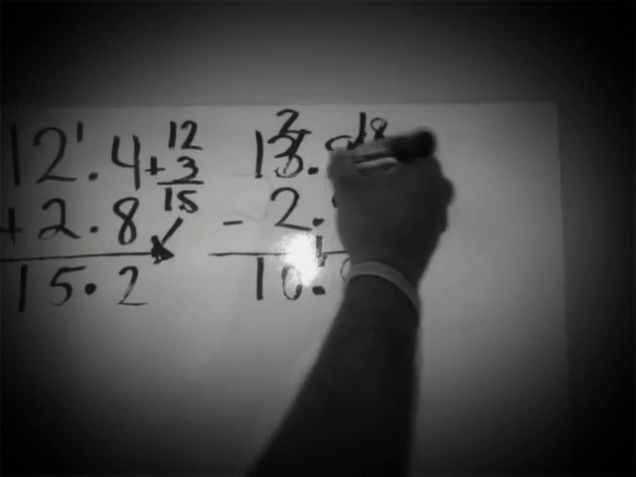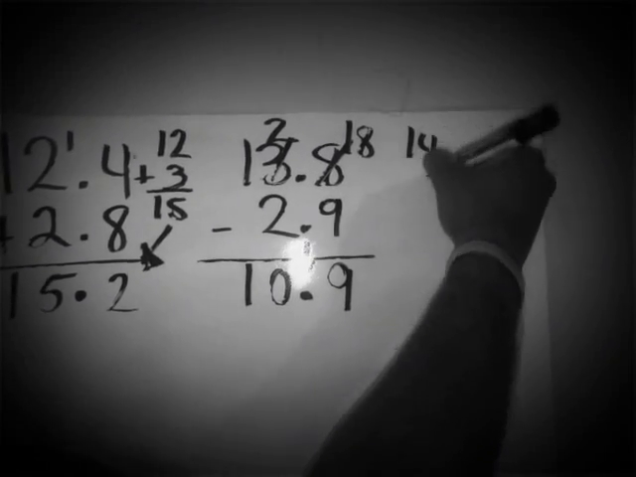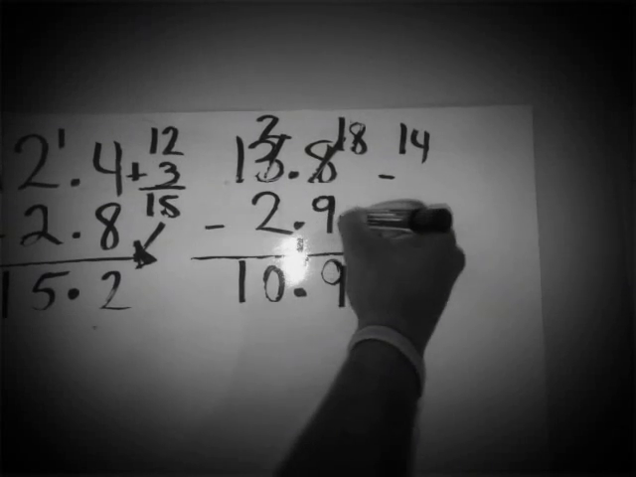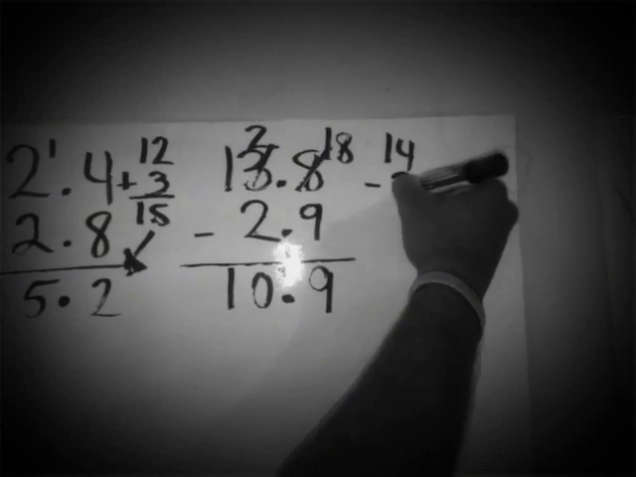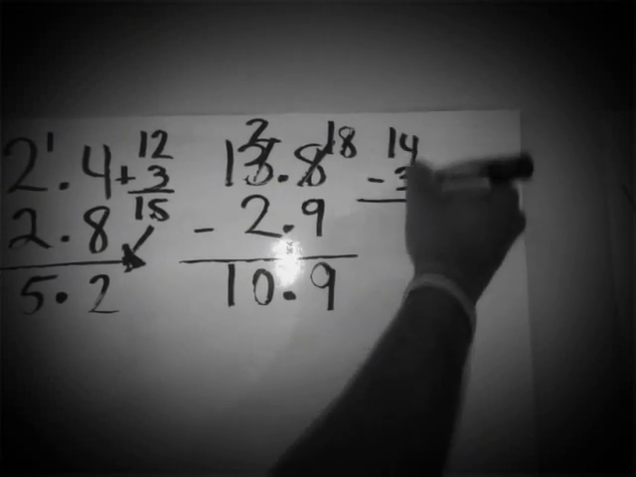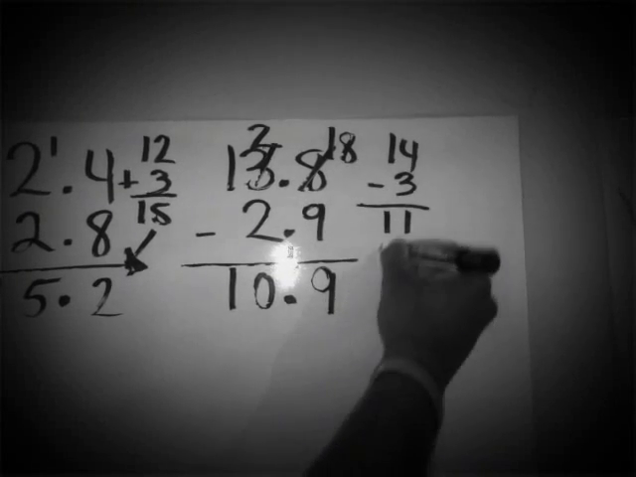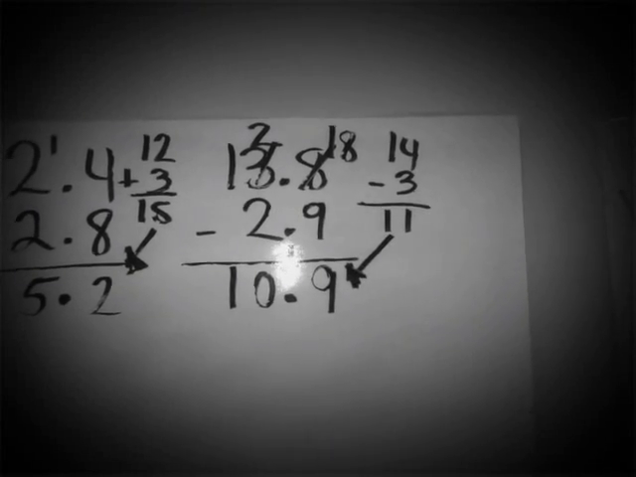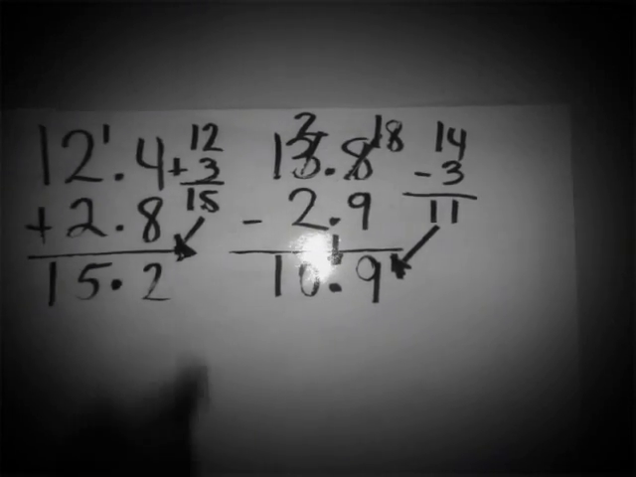So we have $13.80, so I'm going to round it to 14, minus $2.90, I'm going to round it to 3. I'm going to subtract this. I'm going to get 11 as my outcome. Is this very reasonable? Yes, it is a reasonable answer. So don't forget to do that.